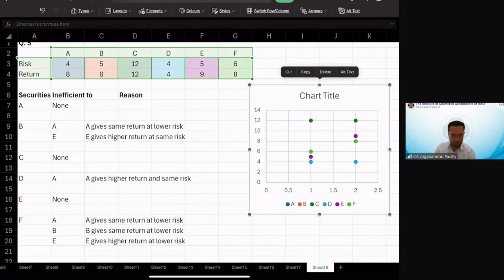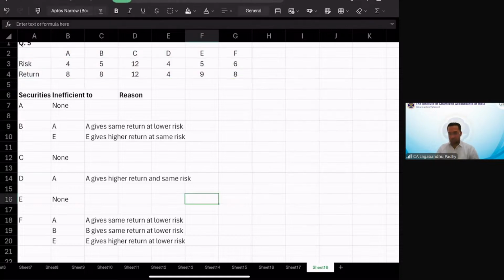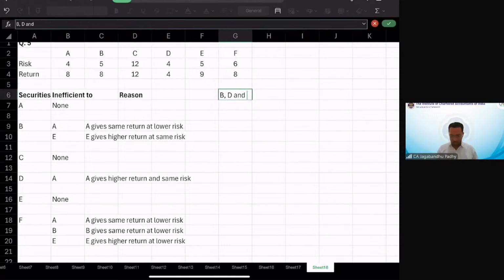Same line, A, B, C, D, E, F. Anyways, forget it. So if you just try to plot this, you can see B, D, and F are inefficient securities. So B, D, and F are inefficient securities.